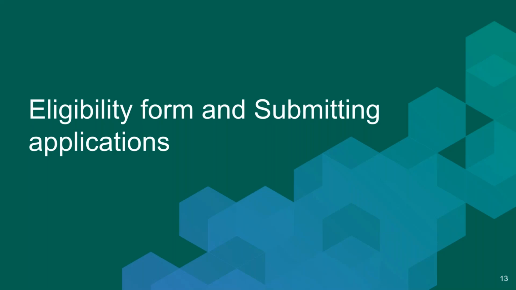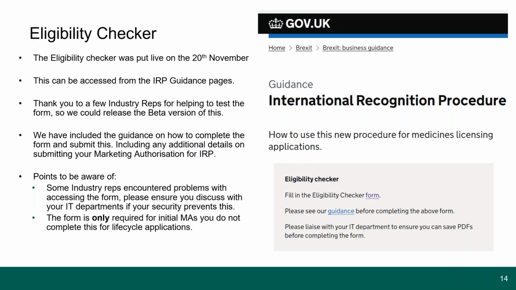Thank you, Shirley, and hello. Next slide, please. I'm happy to announce that the eligibility checker went live on the 20th of November, so it's now accessible from our international recognition procedure pages, and you will see a boxed area where you can easily access the form to enable you to be able to complete it. We also have provided some guidance on those pages, and I'll go through that in a little more detail towards the end of the presentation.